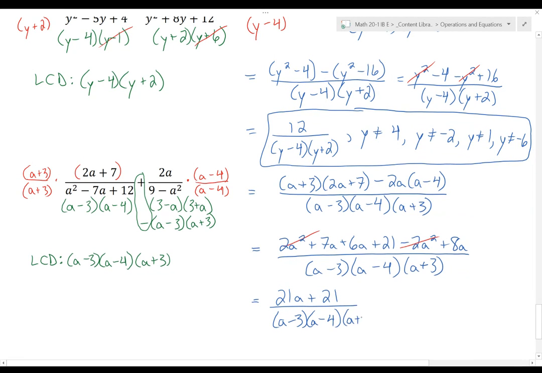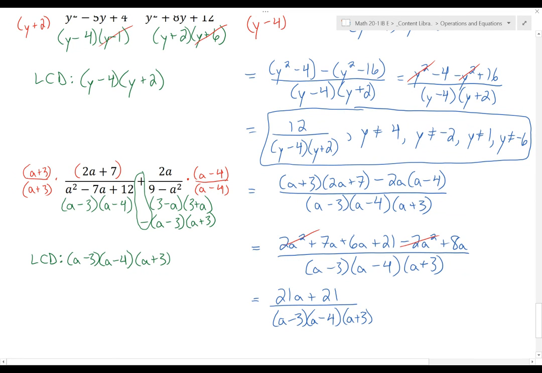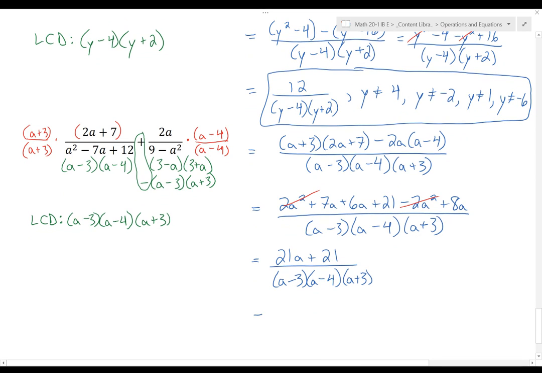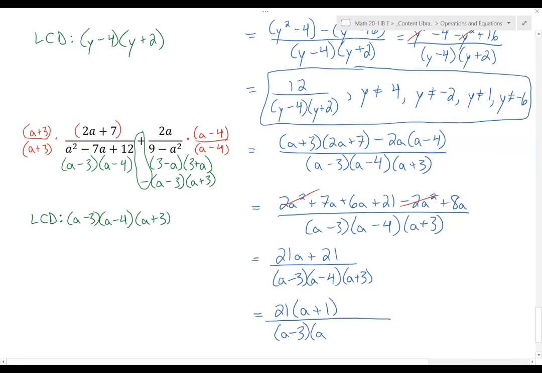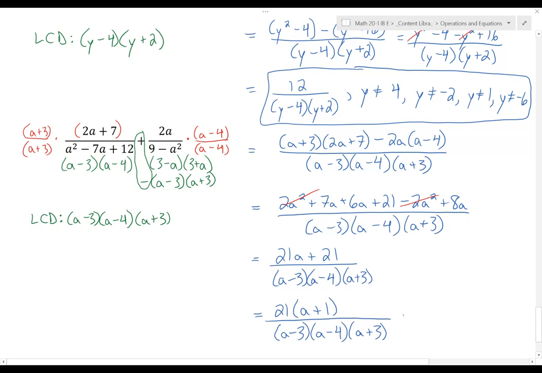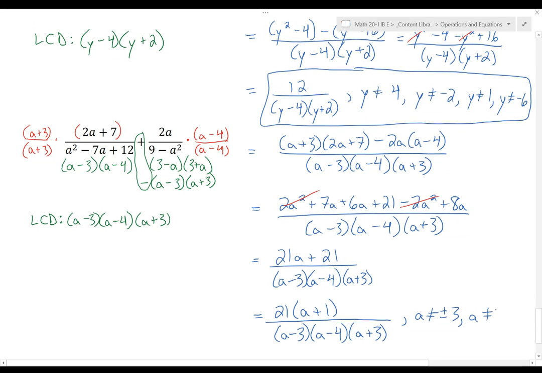I don't technically have to factor this numerator. I'm going to, but I can already see that it's not going to simplify. I'm going to factor it just because I want to double check and make sure that this fraction can now not be simplified any further. Sometimes it can at the end. So I get this. And with the restrictions, a cannot equal positive or negative 3, or a cannot equal 4.